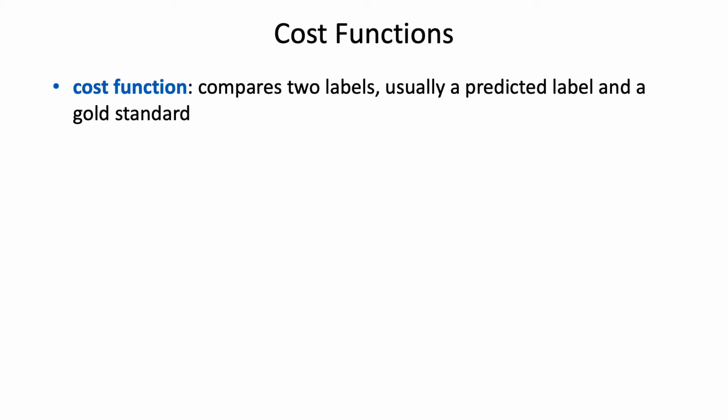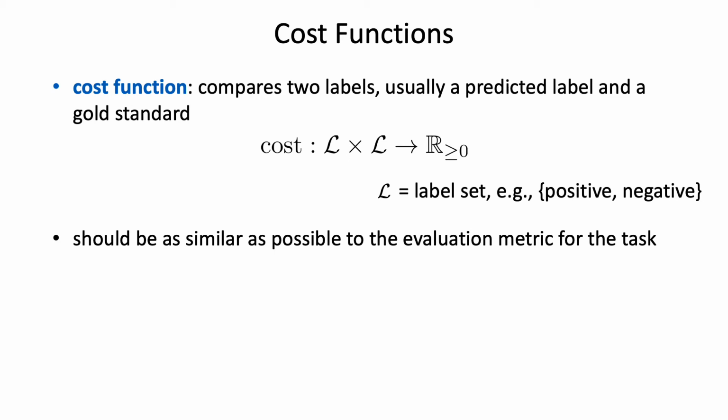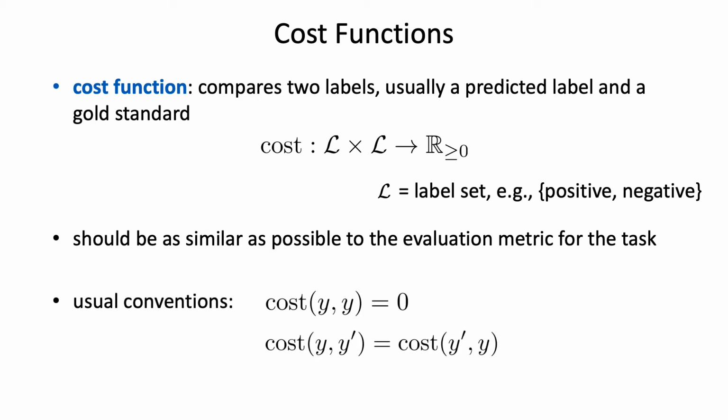We're going to start by defining a cost function. This is a function that compares two output labels, typically a predicted label and a gold standard. So it's a function from a pair of labels to a non-negative scalar. We can think of it as telling us the cost of predicting a label when the gold standard is some other label. The idea is to define this function to be as similar as possible to the evaluation metric for your task. We assume a few conventions such that the cost of a label when compared to itself is 0, and that the ordering of the two arguments doesn't affect the output.